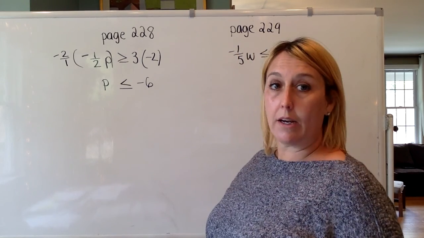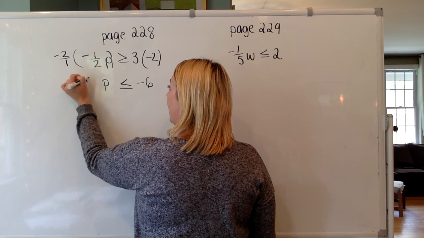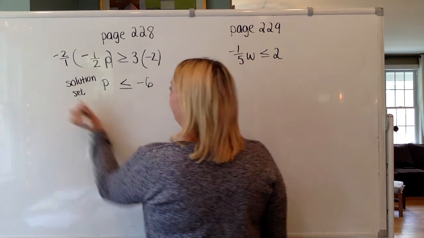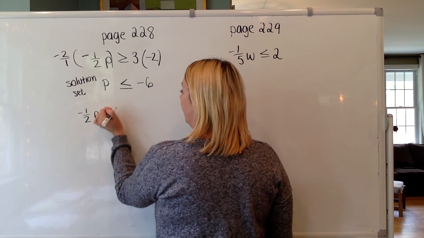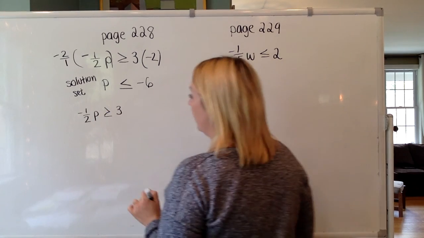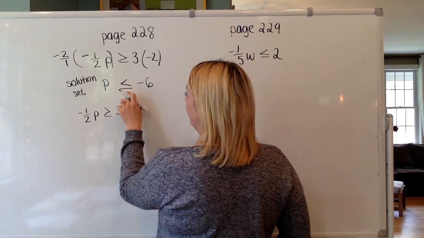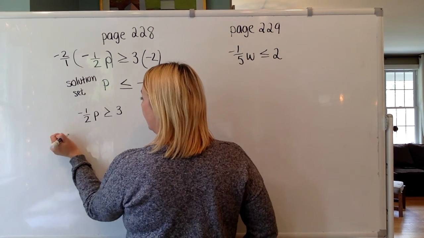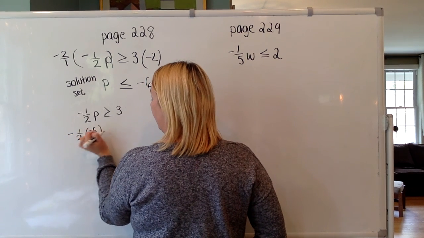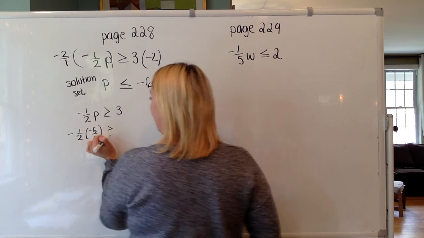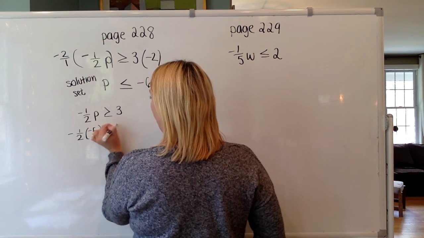So now let's try that out. So this is our solution set, right? These are the possible values for p. So if I go back, I have negative 1/2 p is greater than or equal to 3. Now let's go ahead. We have to find a value for p. p is less than negative 6. So let's go ahead and plug in negative 5 and see if this works. So we're going to put in negative 5 for the value and see if this works.